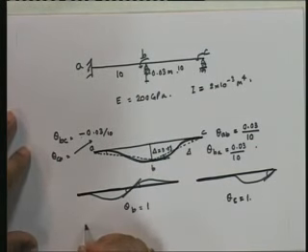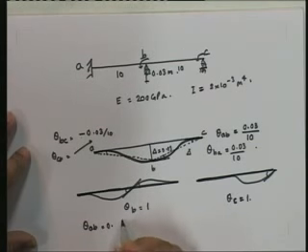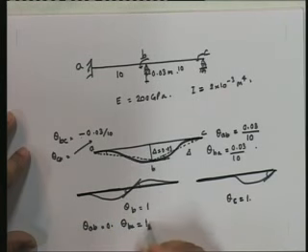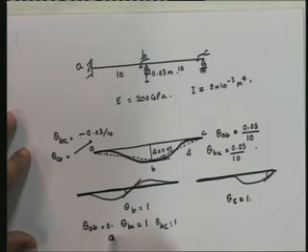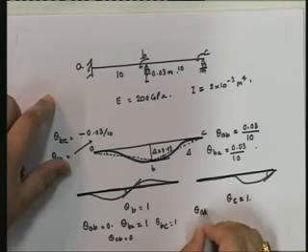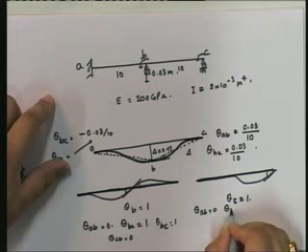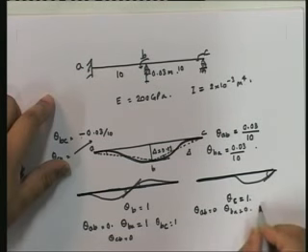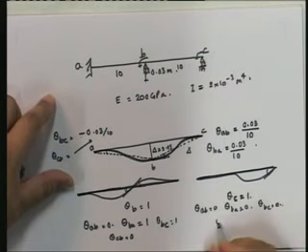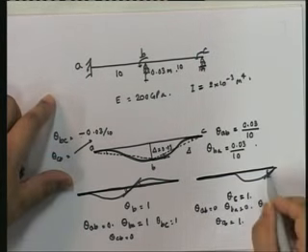For theta B equal to 1, theta AB is equal to 0. Theta BA from the chord to the tangent is 1, and theta CB is equal to 0. Here theta AB is equal to 0, theta BA is equal to 0, theta BC is equal to 0, and theta CB is equal to 1.